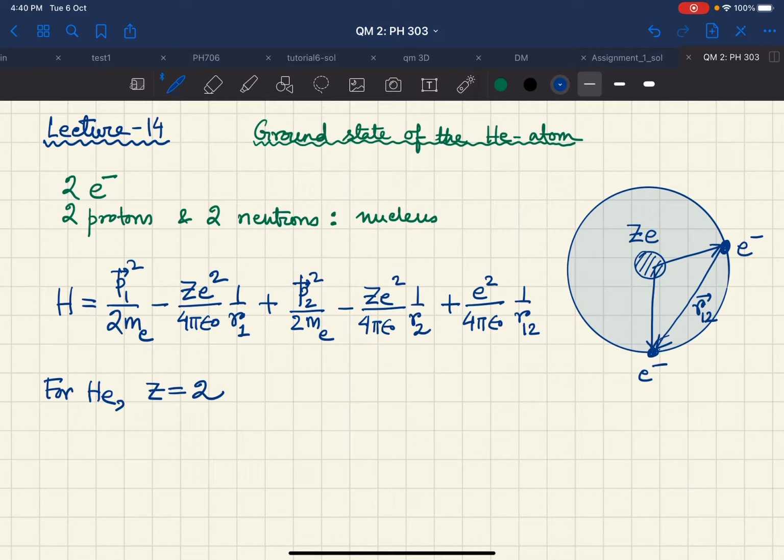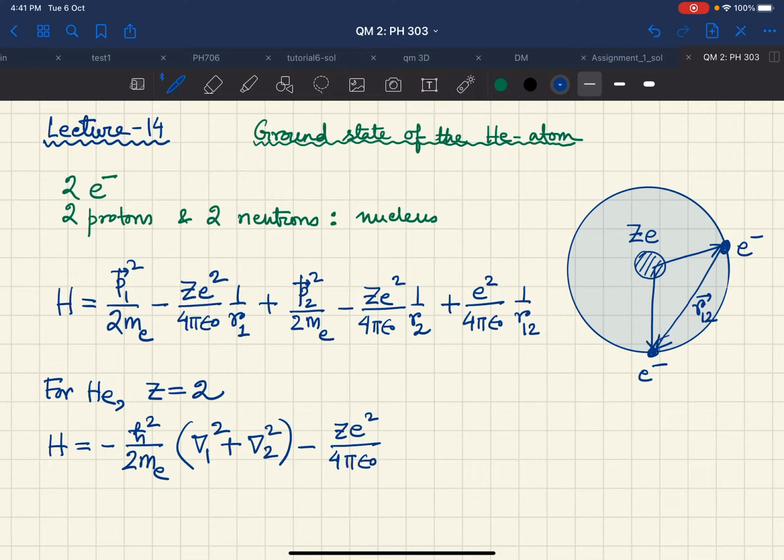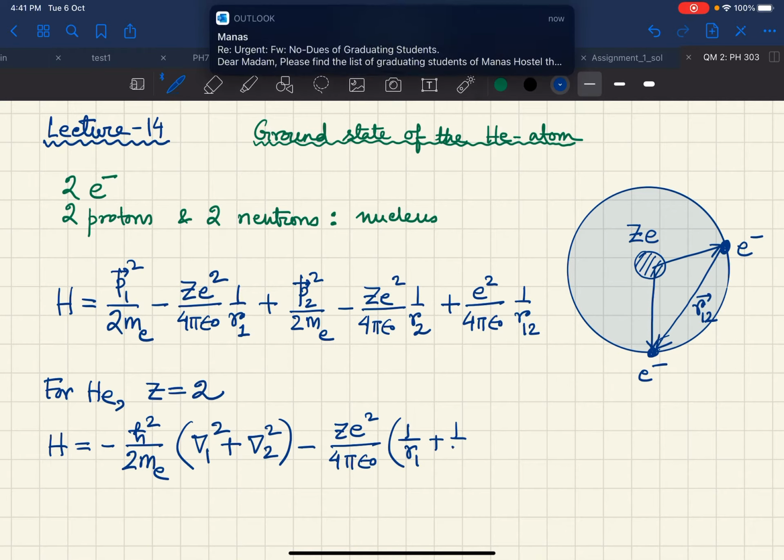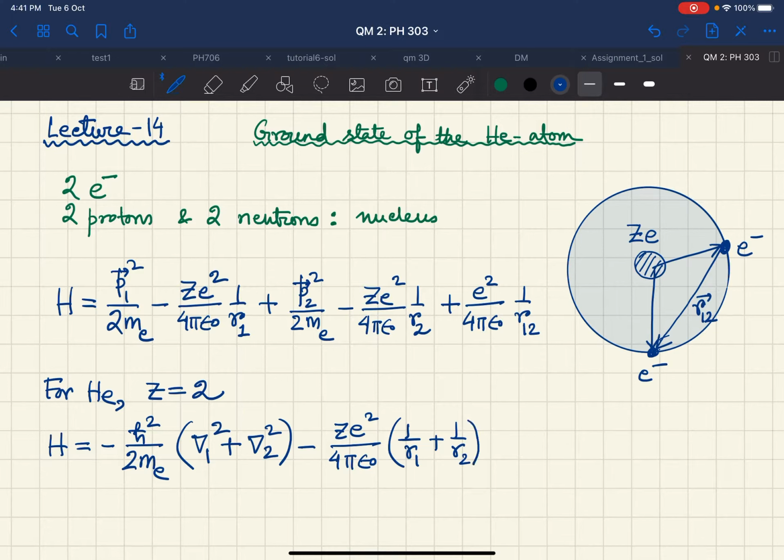Now this Hamiltonian can also be written in the position basis by writing the momentum operators as minus h bar squared by 2 m_e times the Laplacian, grad 1 squared plus grad 2 squared, minus Z e squared by 4 pi epsilon naught times (1 by r1 plus 1 by r2), plus e squared by 4 pi epsilon naught times 1 by r12.